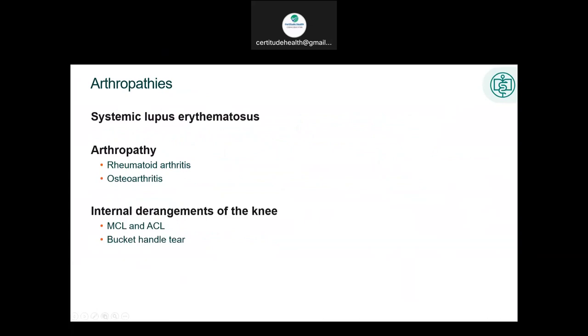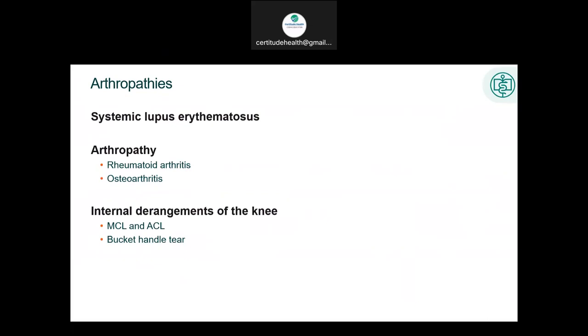Arthropathies, which are conditions of the bone. So, of course, you have a few things that you may be familiar with. You have lupus, systemic lupus erythematosus, which is an autoimmune inflammatory connective tissue disease that affects multiple body systems, but we're more likely to see manifestations of it in our joints, skin, cardiopulmonary system, the spleen, the renal system, the GI system, and it is more common in women than in men.